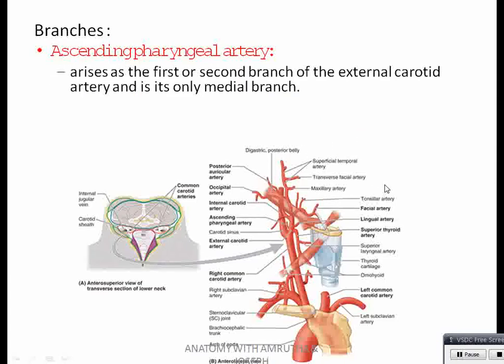Let's see the branches of the external carotid artery. We have seen the last branches, the maxillary artery and the superficial temporal artery. The common carotid artery divides into the external and internal carotid arteries. Let's see the other branches of the external carotid artery. The ascending pharyngeal artery is a very small branch that arises as the first or second branch of the external carotid artery, and it is the only medial branch. It arises from the medial aspect of the external carotid artery.